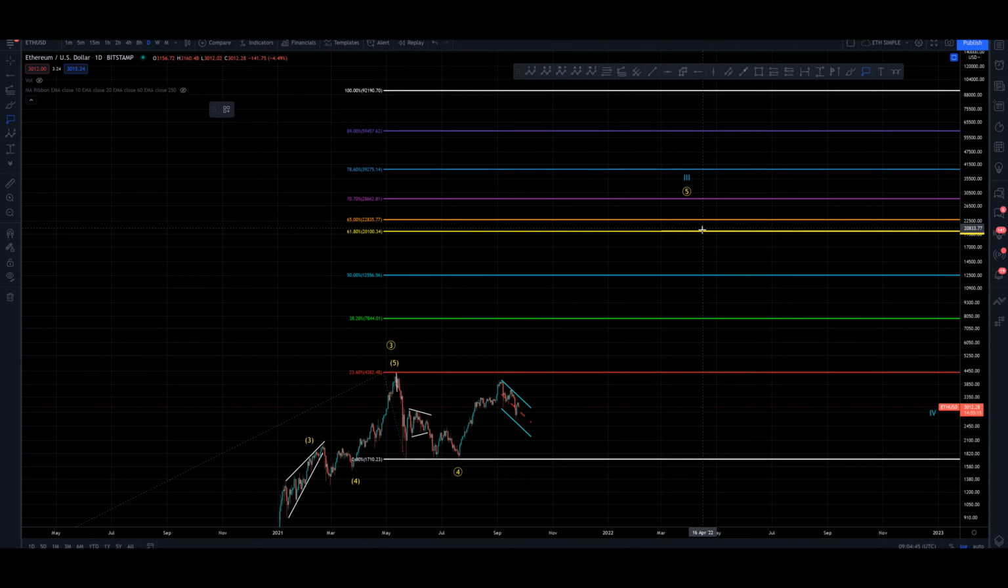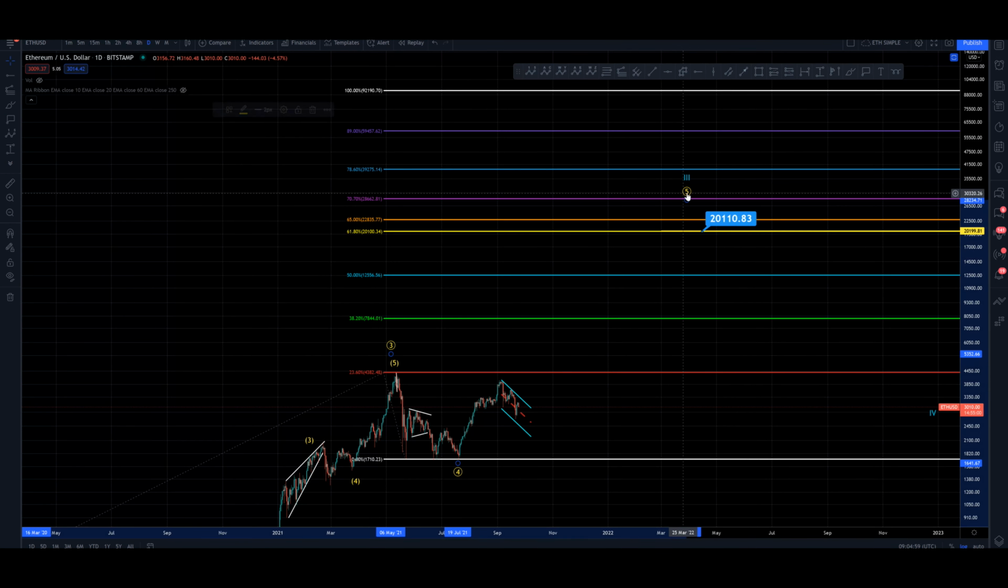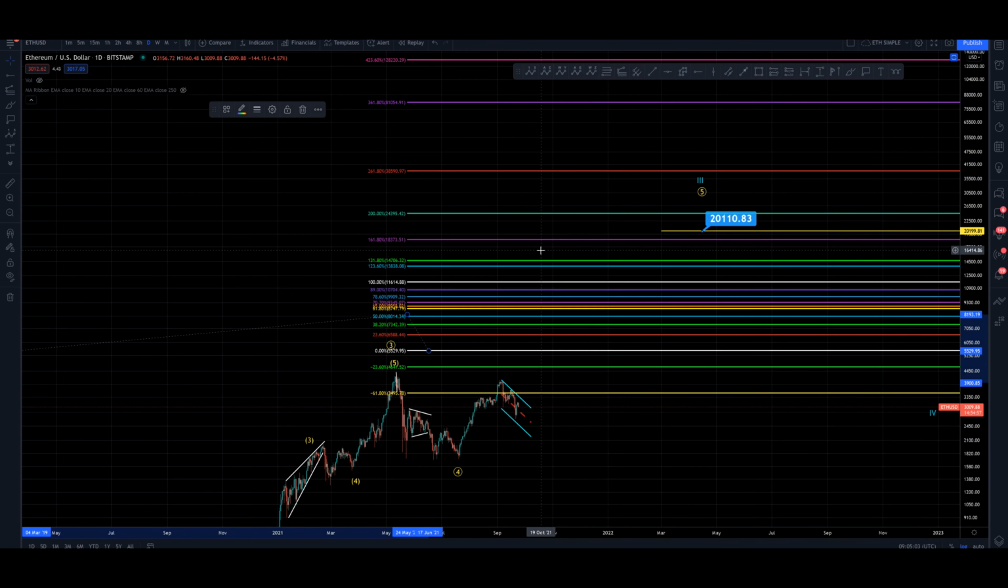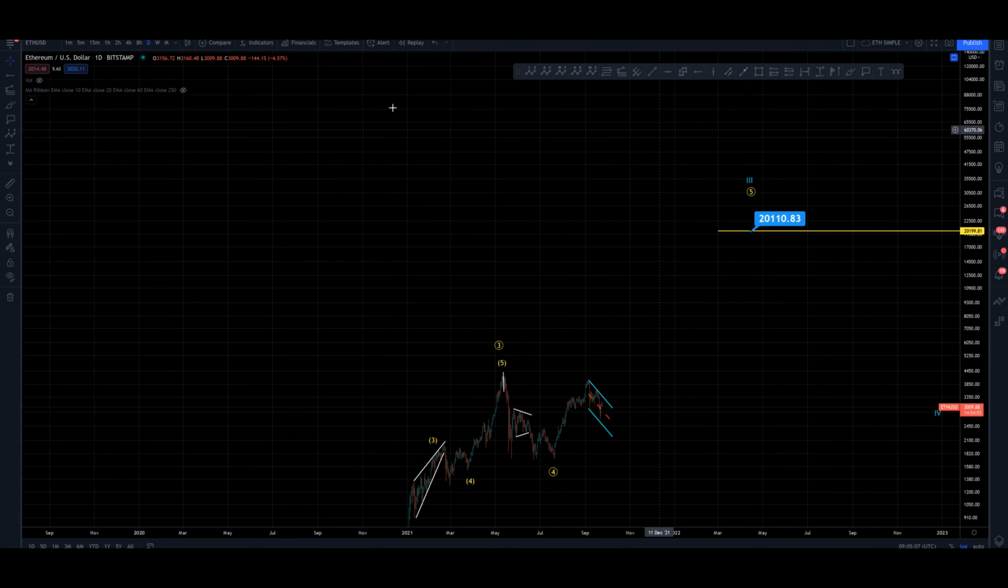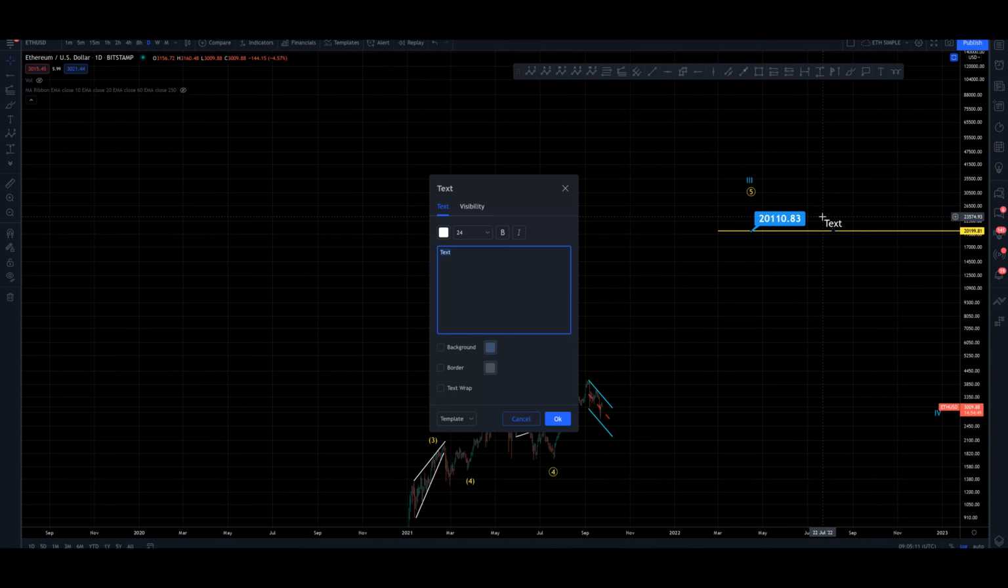And we'll come in and place this price label a little bit more accurately. Okay. And lock this in place. So we're looking at 20k for Ethereum to top out in the wave 5. This is just using basic Fibonacci projection. So let's get rid of that fib. So that's one target.